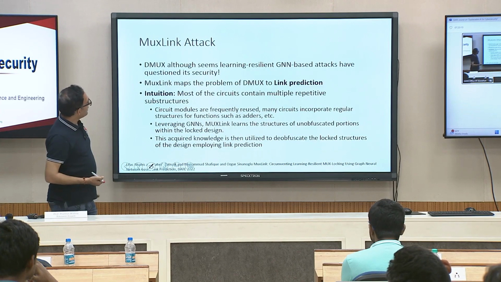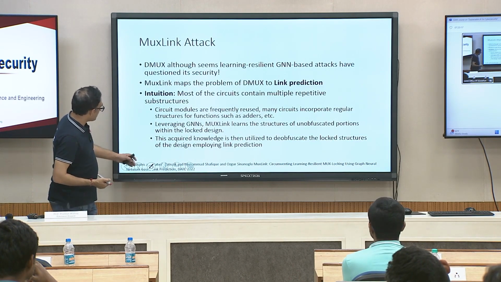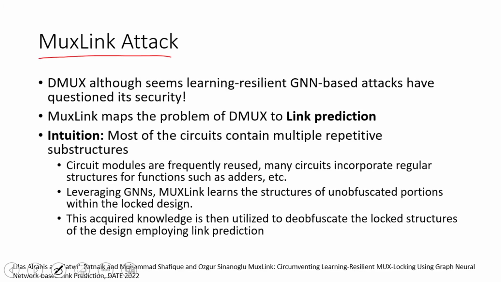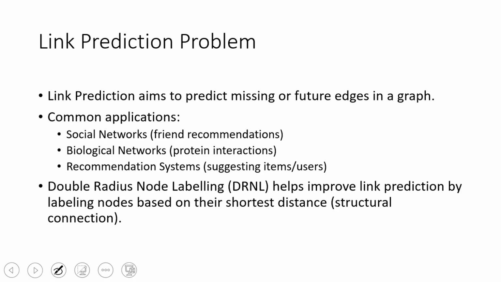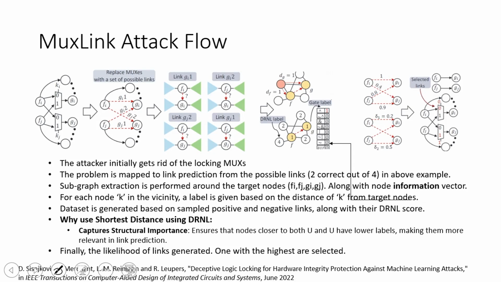But then the next attack comes in 2022, which is called the MuxLink attack, which basically tries to do link prediction. Okay. So, the basic idea here is that you have this circuit, right. You have either this link or this link, this link or this link. So, there are those 4 possibilities, right.